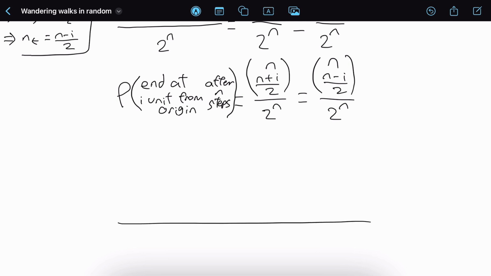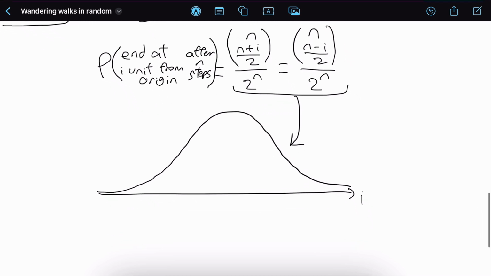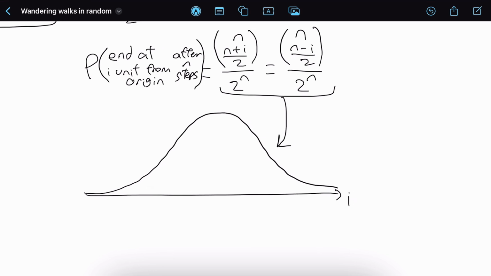Now let's just plot to see what that probability distribution looks like. And this is what it looks like. It looks very similar to a bell curve, isn't it? And it just has the above equation describing it, with n is the number of steps that you have taken in a random walk, and i is the position that you end at. And this is the probability density function that the above equation describes.